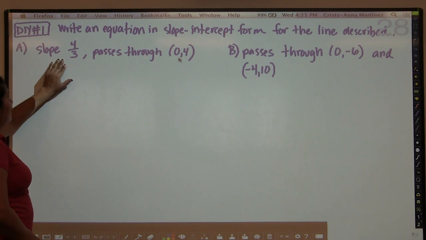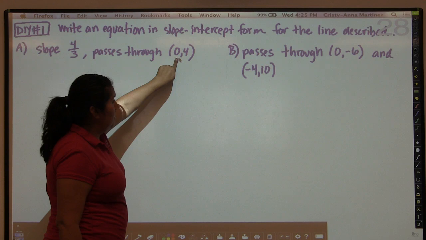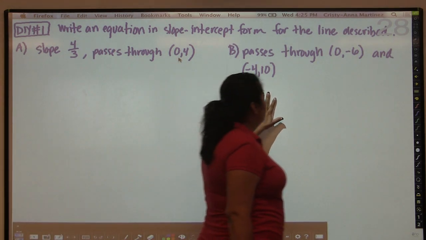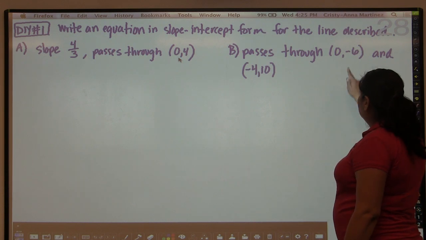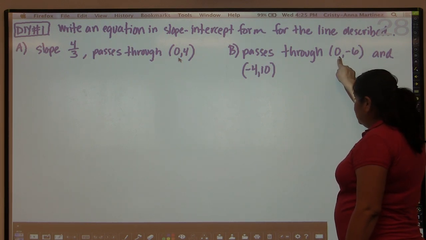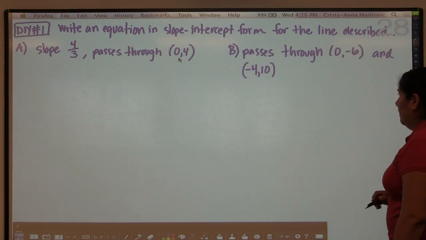The slope is given in this one, and the point is the y-intercept because the x-coordinate is 0. But over here, it's like the one we had where the slope is not given to you directly. This is the y-intercept because the x-coordinate is 0. But you have to use these 2 points to find the slope first, and then you can continue.